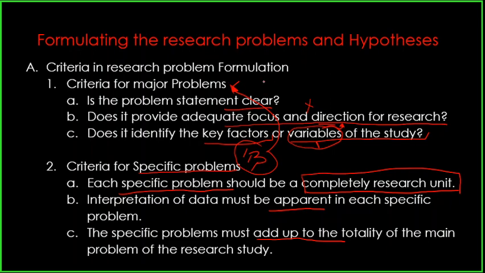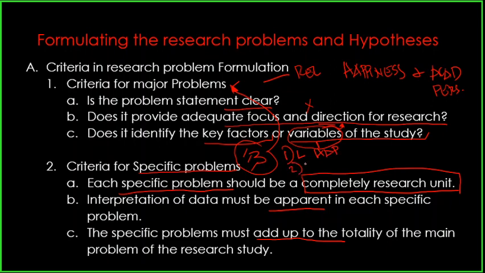Example, major problem. I want to get the relationship of, let's say, level of happiness and academic performance. Okay, what are my specific problems? Number 1, what's the level of happiness of my respondents? Number 2, what's the level of academic performance?